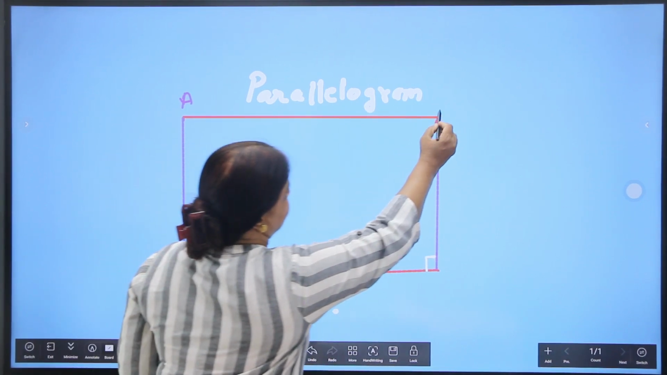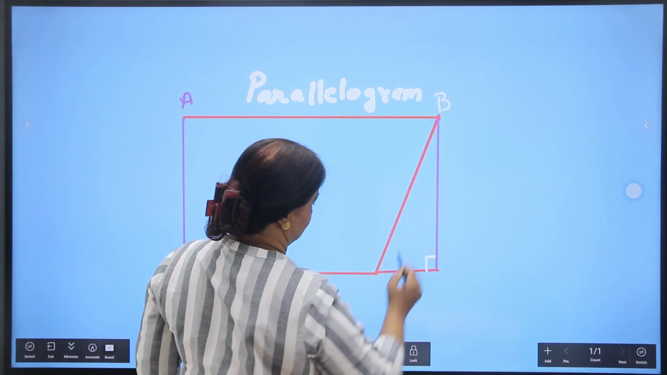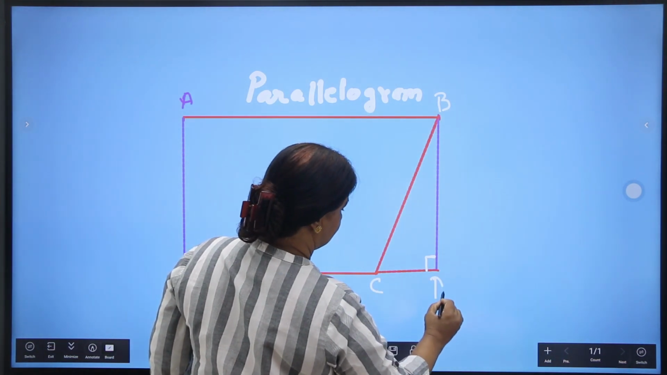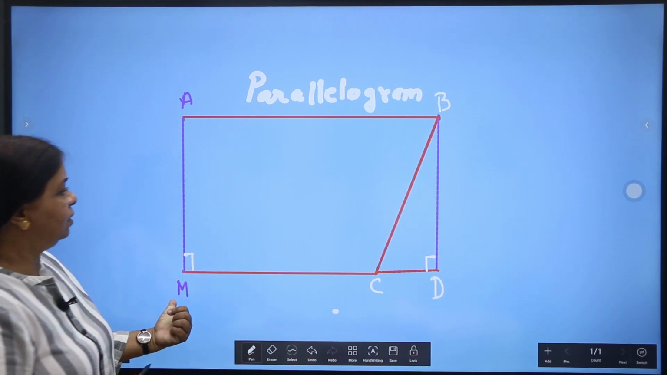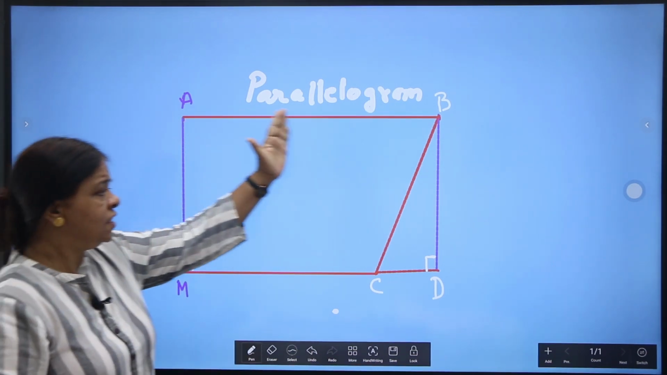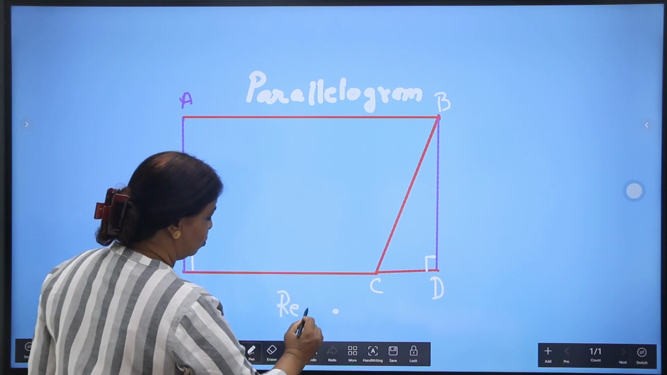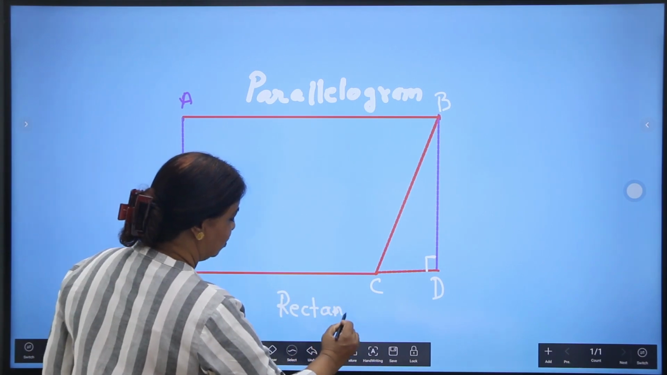Let me label it B, C, and this is D. Let it be M here. So this is nothing but a rectangle. A rectangle is also known as a parallelogram.